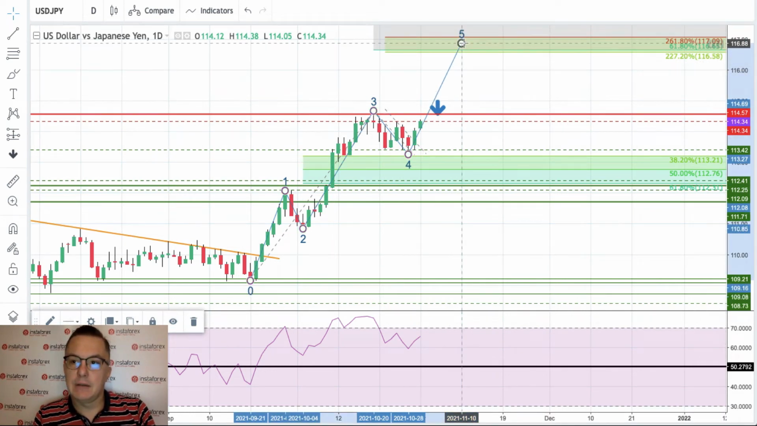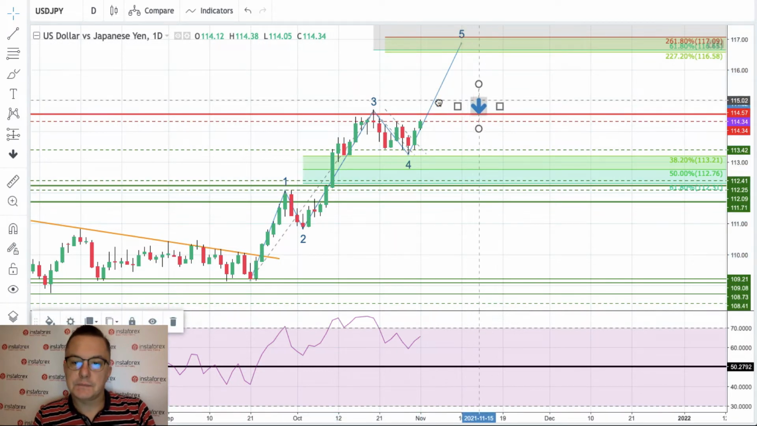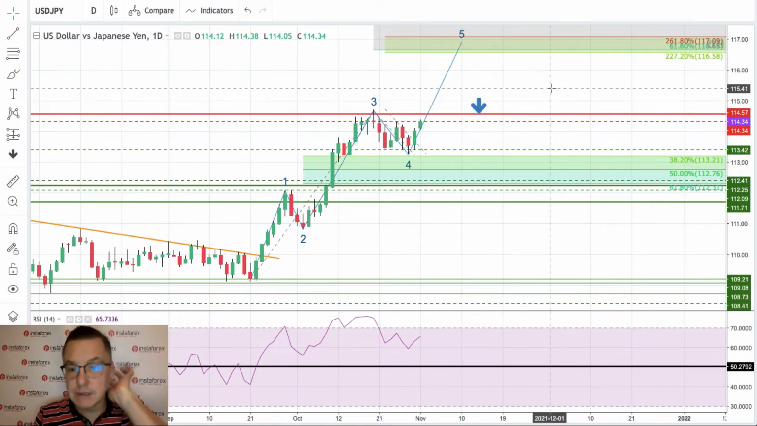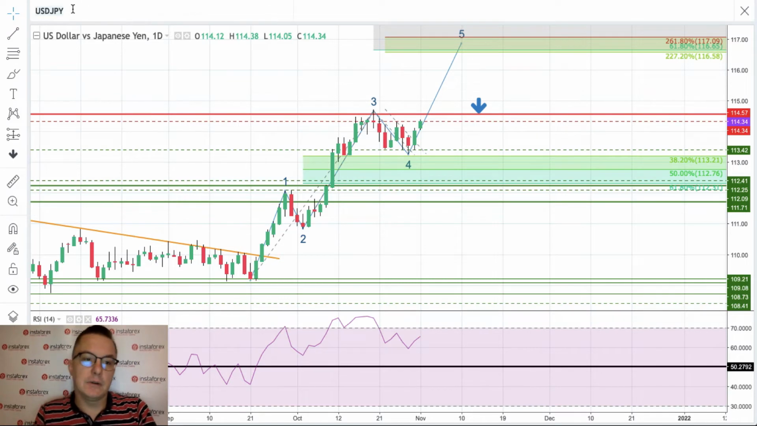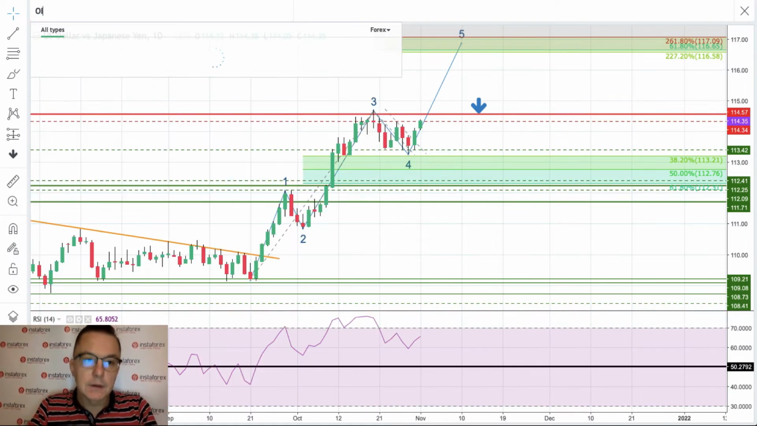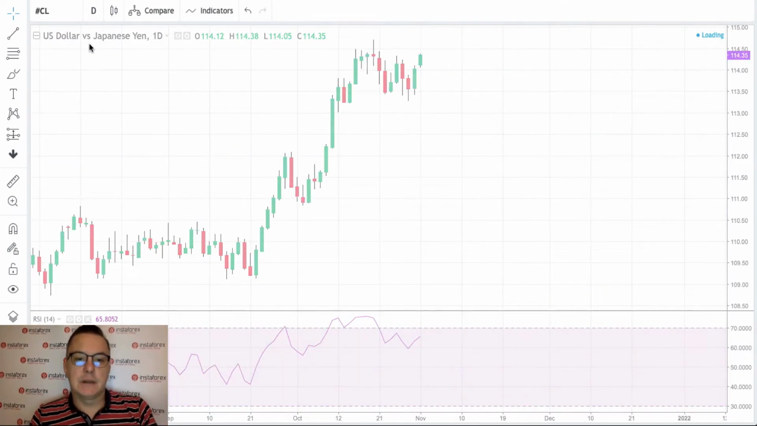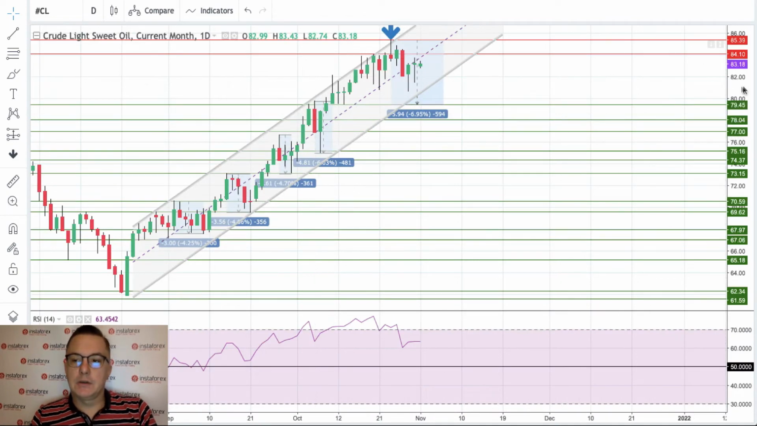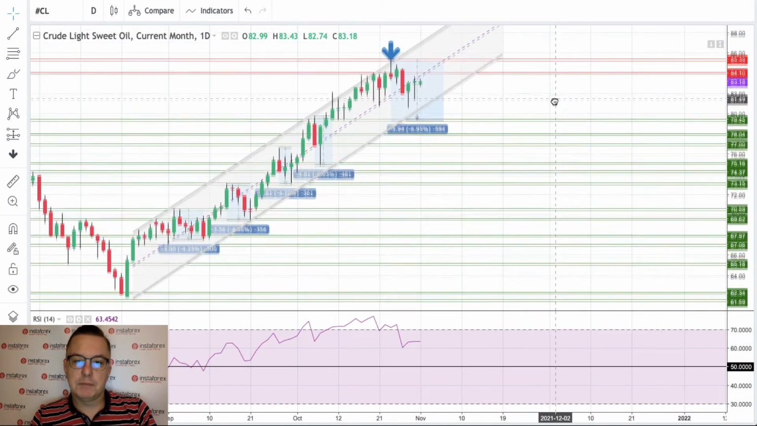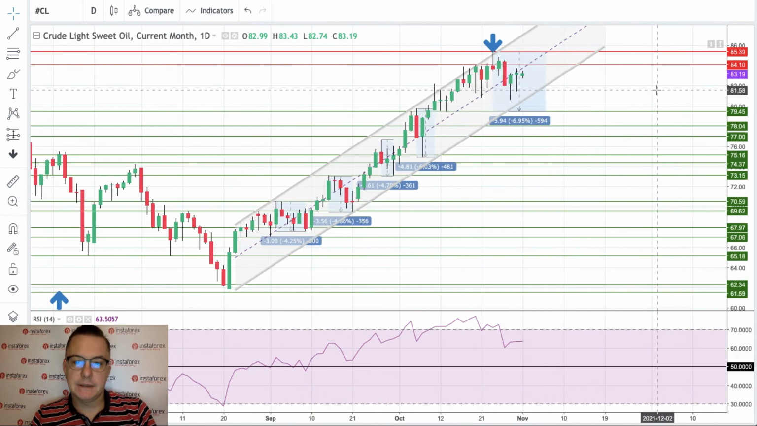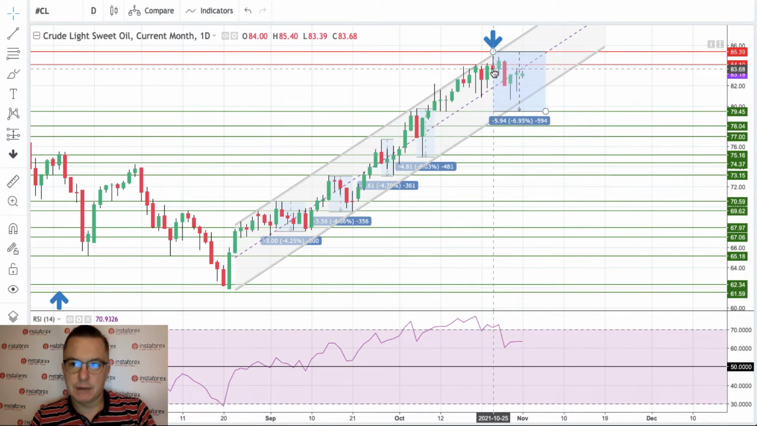We will see how it will manifest itself. Let's take a look at the crude oil now, because we are done with the US dollar to Japanese yen. Crude oil is not doing much, but please notice the fact that we are still trading inside of the channel with the current very nice shooting star candlestick pattern that I was talking about.